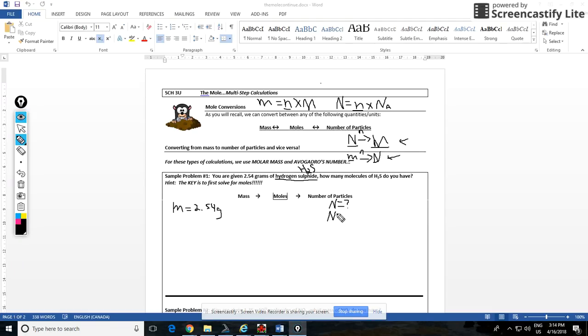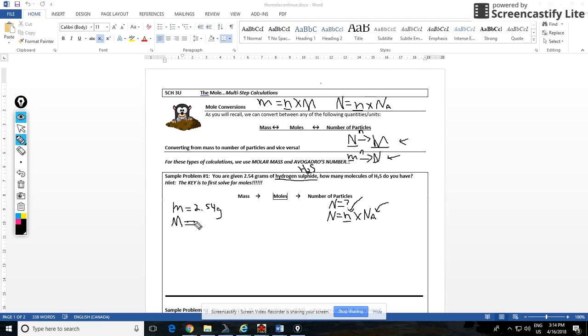You know that the number of particles is going to be equal to the number of moles times Avogadro's number. To use this formula, you need Avogadro's number, which you know, and you also need the number of moles of our hydrogen sulfide. So what we need to do is figure out how to get the number of moles of hydrogen sulfide. Well, you have the mass of hydrogen sulfide and also the molar mass of hydrogen sulfide.